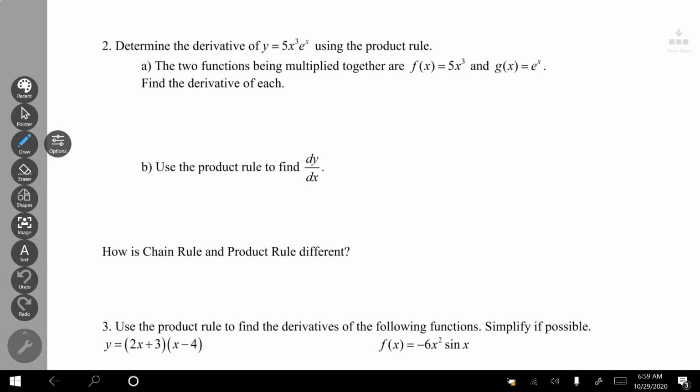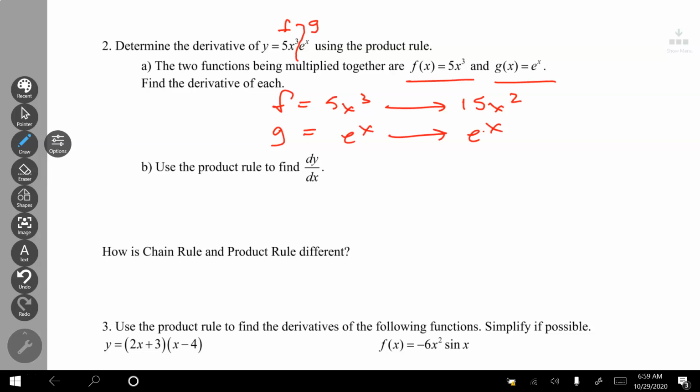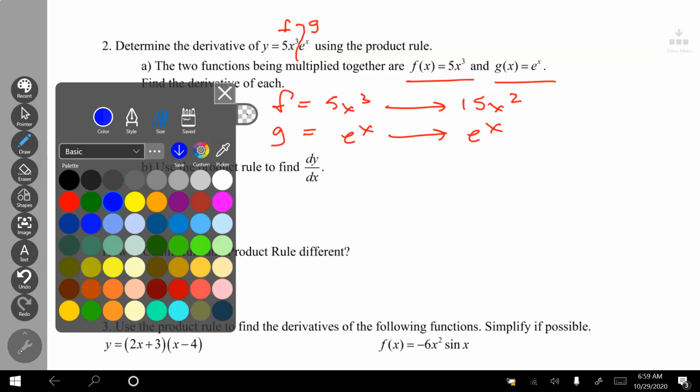Okay, I'm going to use product rule again. It looks like I have two functions multiplying each other. I have 5x cubed multiplying e to the x. I can split it down the middle. Here's my f, here's my g. And let's find the derivative of each. Well, f equals 5x cubed, and its derivative is just 15x squared. And g equals e to the x, and its derivative is just e to the x. Easiest thing of all time.